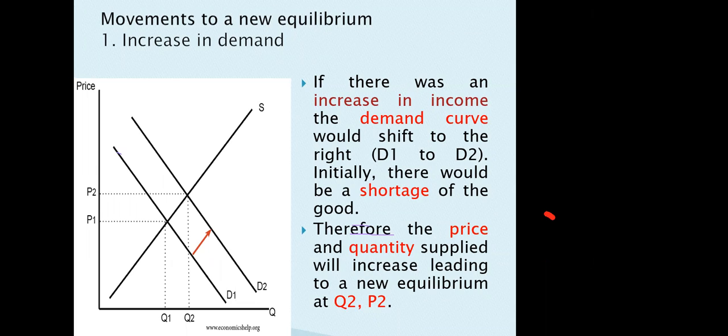सो इनिशियली व्हाट विल हैपन? इनकम हैज बीन इंक्रीज्ड, income has been increased, but quantity is not available that much in the market. So initially there will be a shortage, and due to the shortage, what will happen? Prices increase automatically. So if the price increases, it is the indication to us that we have to increase the supply. So automatically quantity supplied will be more. So this is the movement to a new equilibrium in case of increase in the demand.